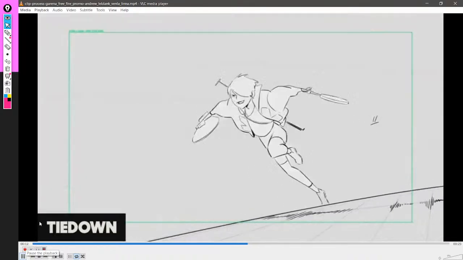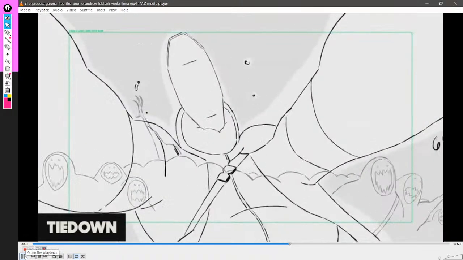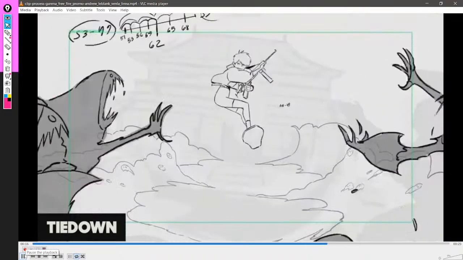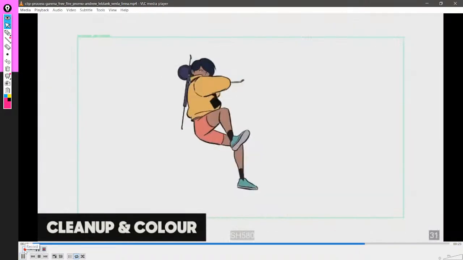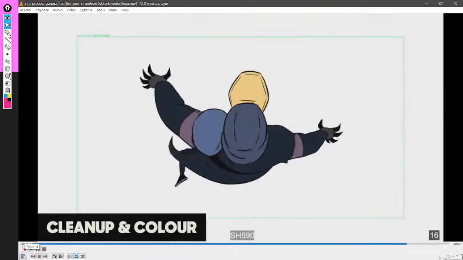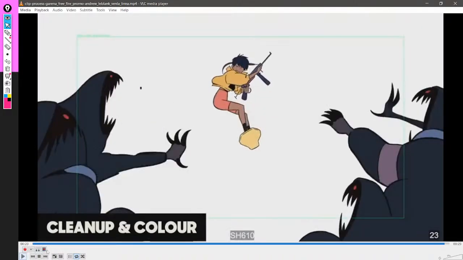But again, this is an extremely high level animation. This is very, very difficult to do. There's a lot of expressiveness here, smear frames. It's very, very good.